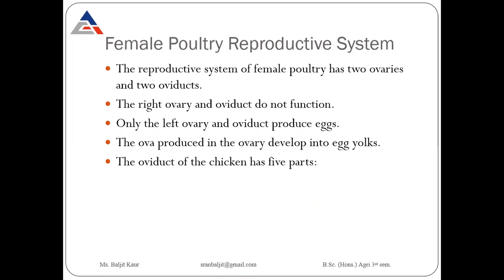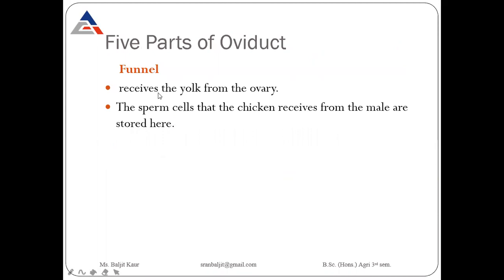The ova are produced in the ovary. They develop into egg yolks. Okay, so the ova which are produced in the ovary develop into egg yolks, and then the oviduct of a chicken has five parts. In these five parts, the egg yolk moves, and then it will become a full egg. The first one is the funnel.